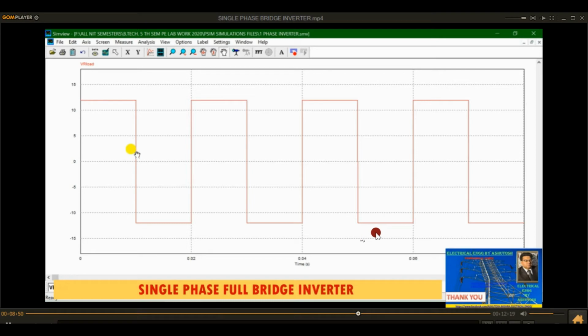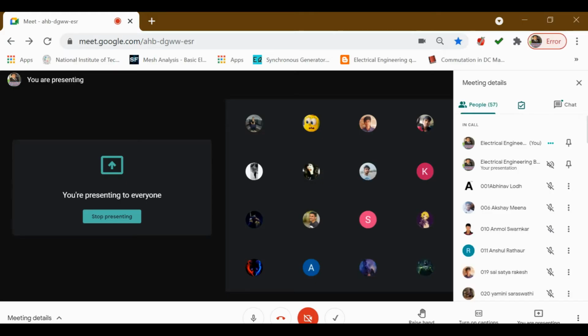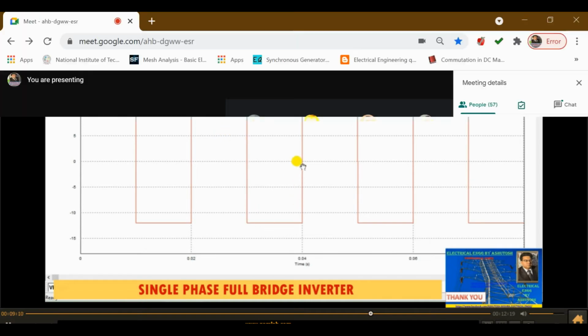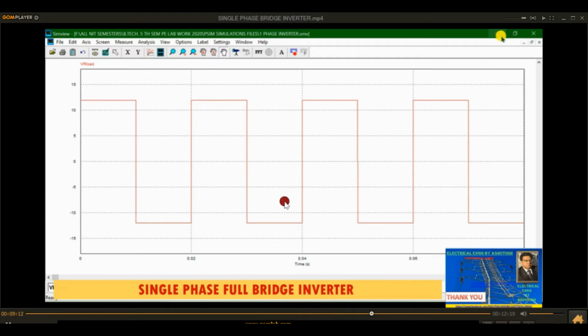For the positive half, the supply is for T1 and T2, and this is the negative supply because negative voltage appears here, where T3 and T4 conduct. Then again for the next half cycle T1 and T2 conduct, and then again during the negative half cycle T3 and T4 conduct. So basically this is the output waveform we get.